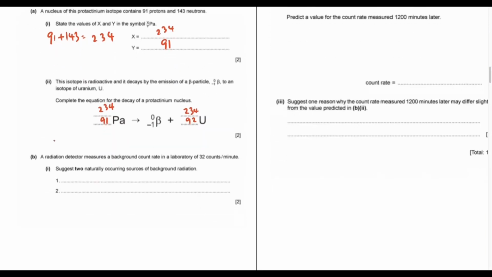Then we look at B. A radiation detector, which is basically the Geiger-Müller counter, measures a background count rate in a laboratory of 32 counts per minute. The background count rate is due to the soil, the mountain, the rocks. Suggest two naturally occurring sources of background radiation. So you can see the rocks, and you can see even the space.